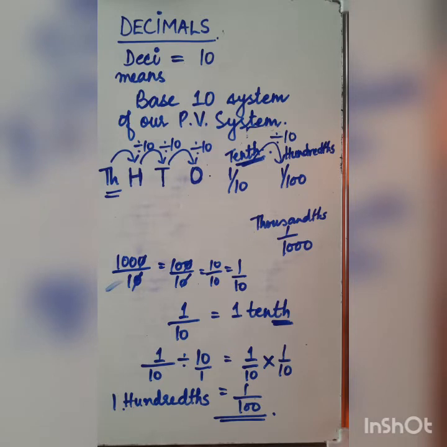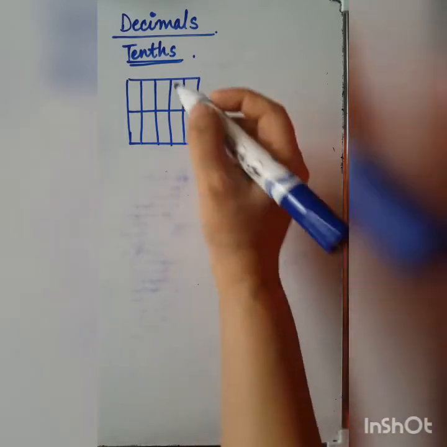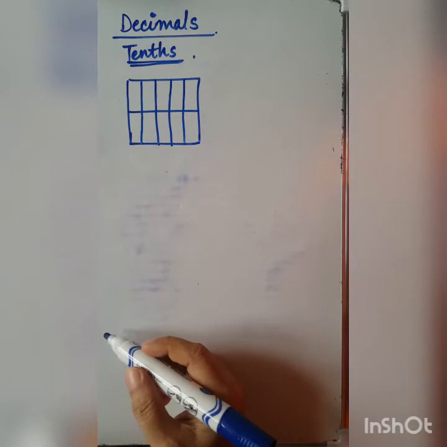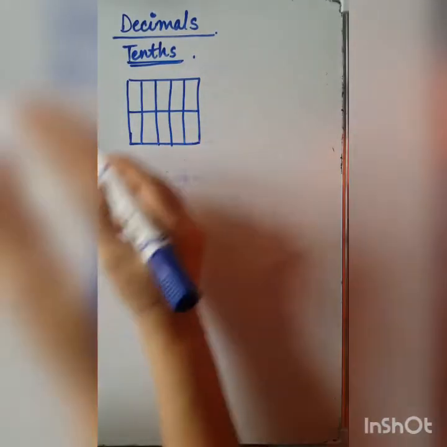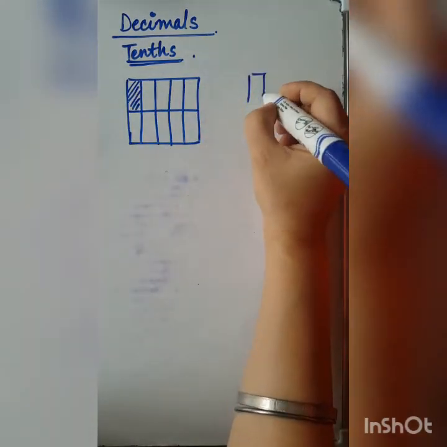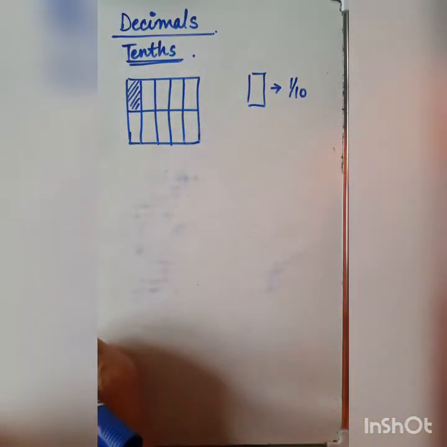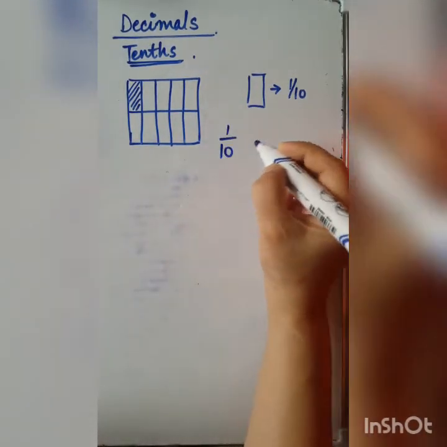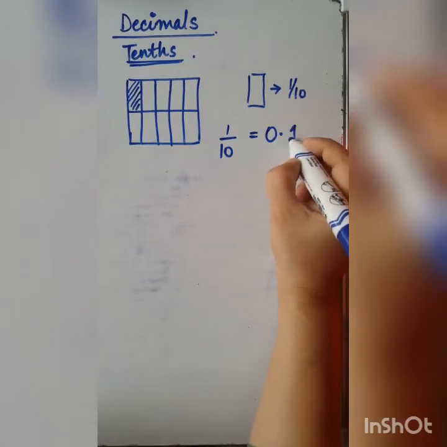So, starting with the tenths. Let us understand the tenths first. Now, this is one whole unit given to you. You have to divide it into 10 equal parts. Now, this is each part. Suppose this shaded part represents 1 by 10 of the whole value. The shaded part here represents the fraction 1 by 10, which can also be written as 0.1.